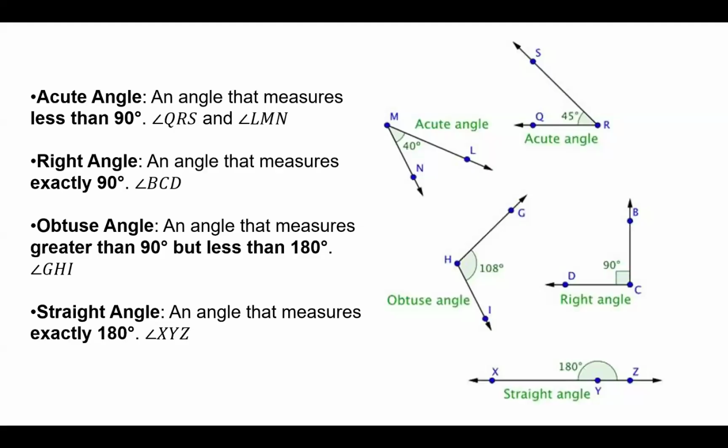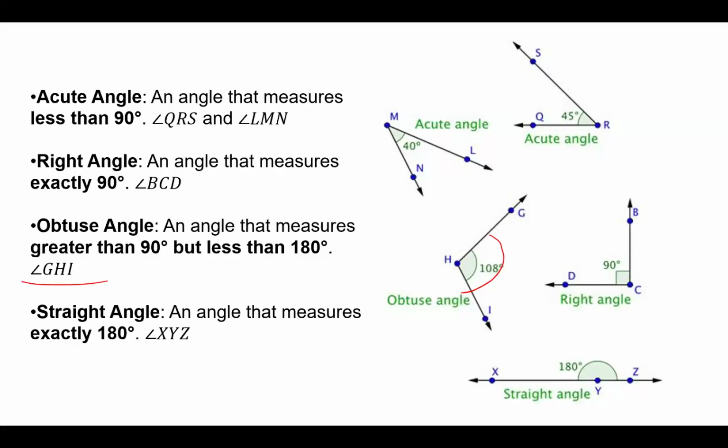And the last category of angles are obtuse angles, and these are angles that are greater than 90. So we have 90, less than 90, and greater than 90. So an obtuse angle is usually less than 180. So examples would be 108. This is an obtuse angle. It's more than 90 and less than 180. Notice to represent it, we can use G, H, I.